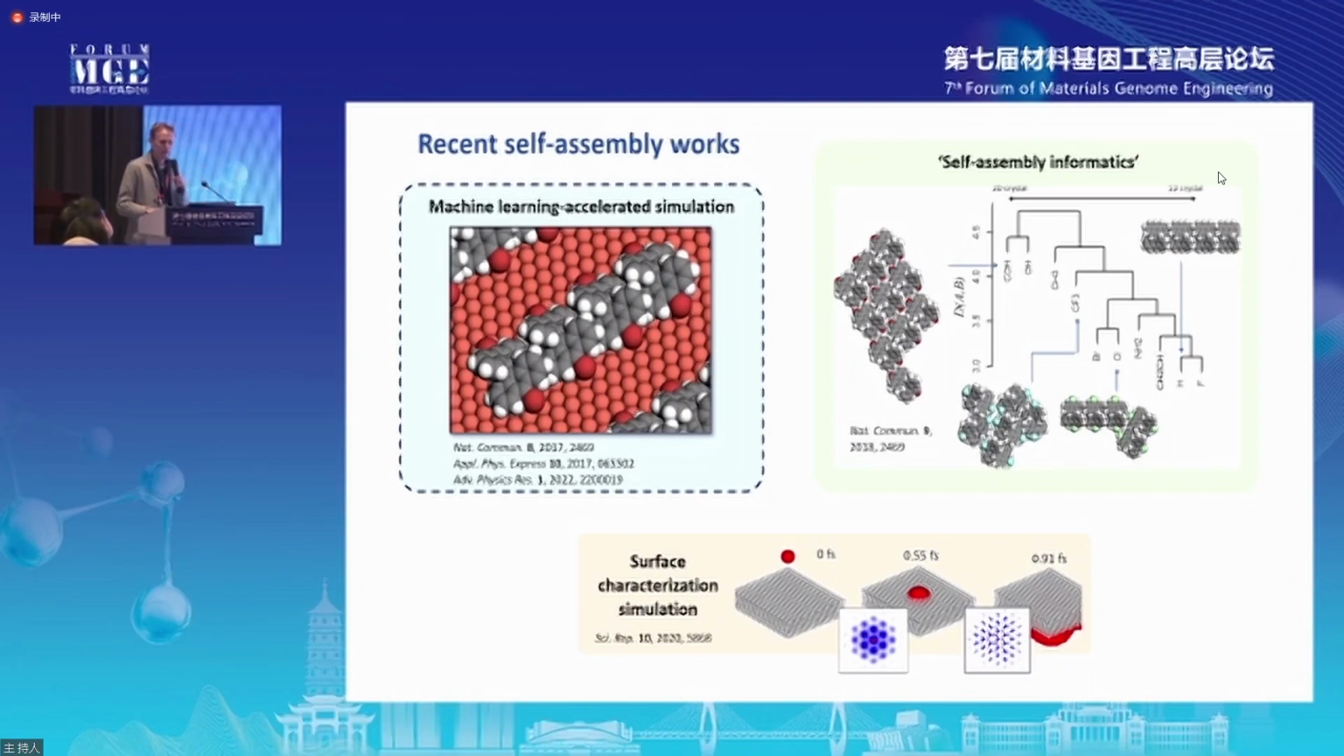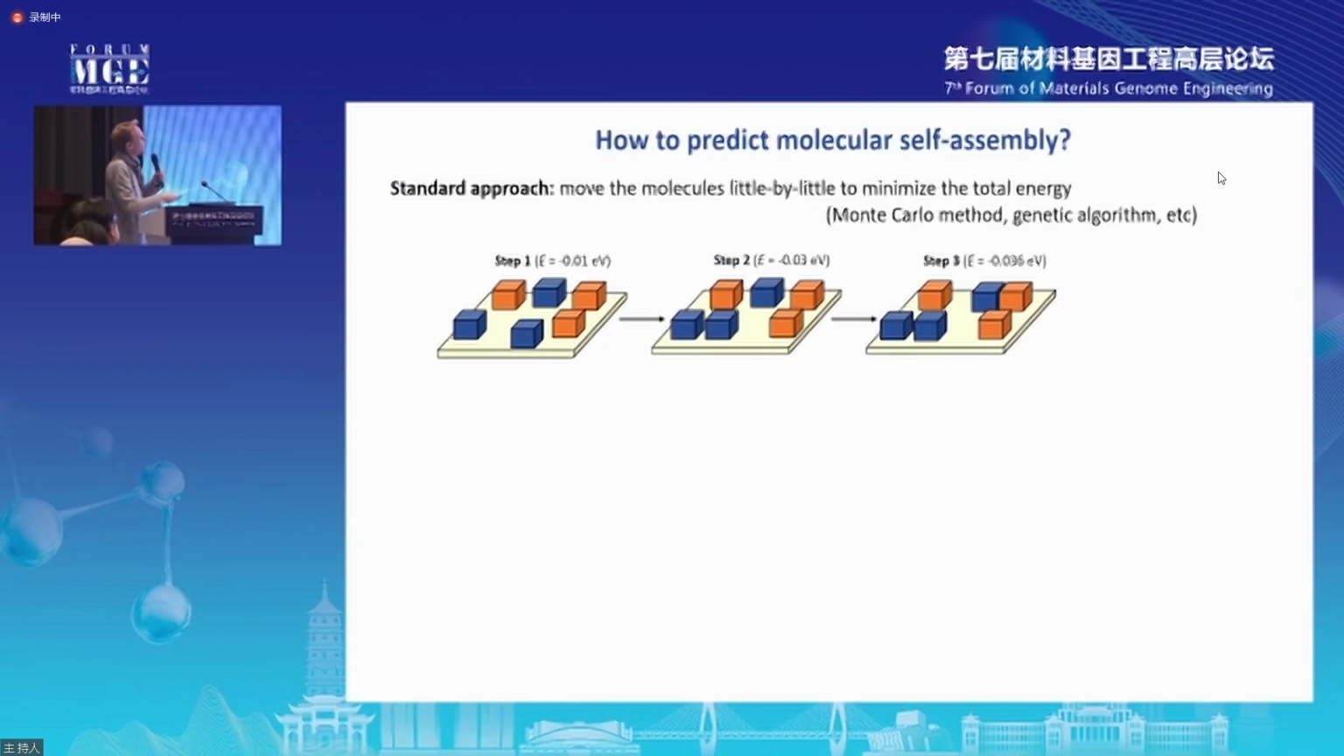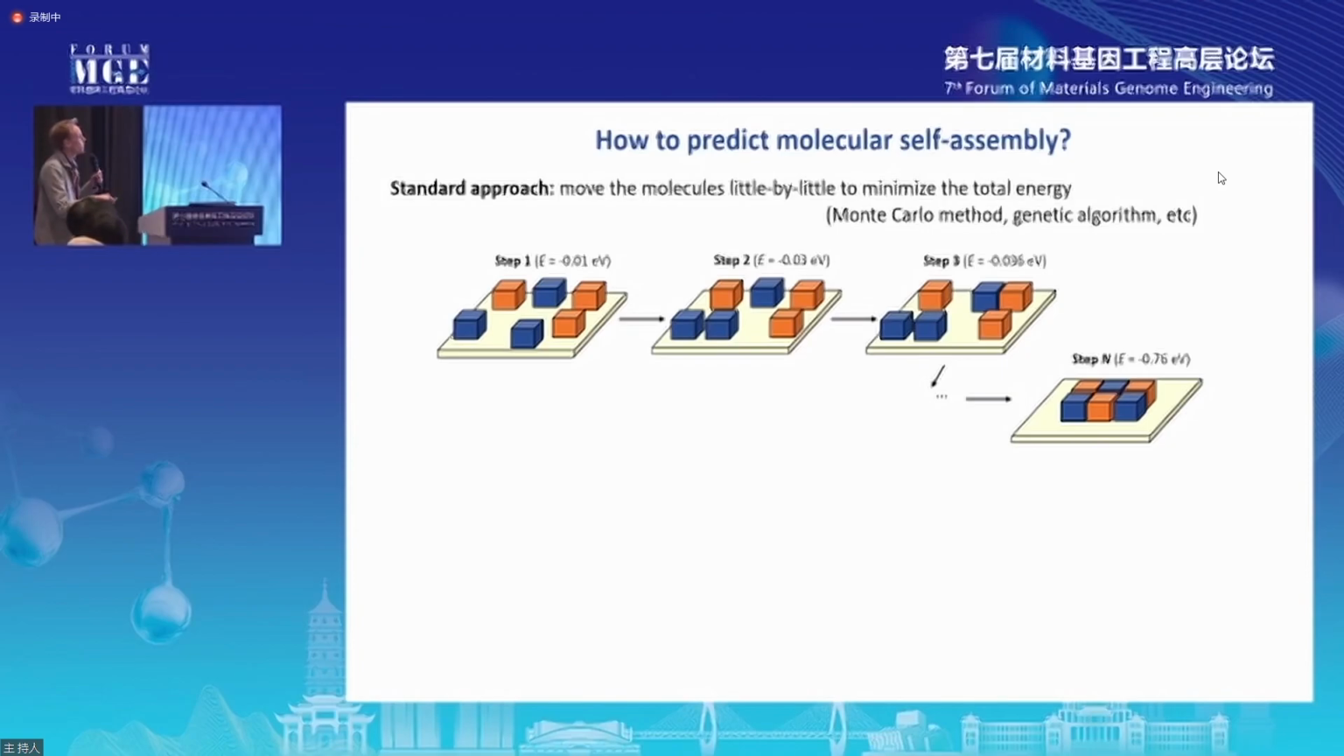So machine learning accelerated simulation, what's this about? Firstly, how do you predict molecular self-assembly? What's the technique that you would use as a theoretician? Conceptually, it's very easy. You make some slab model, put the molecules on, and you shift them about little by little. Maybe shift this one over here a little bit. You just shift them about until your energy reaches its global minimum, and hopefully the molecules should be nicely assembled like so. There's lots of techniques for this: genetic algorithms, types of Monte Carlo, all kinds of ways of doing that.